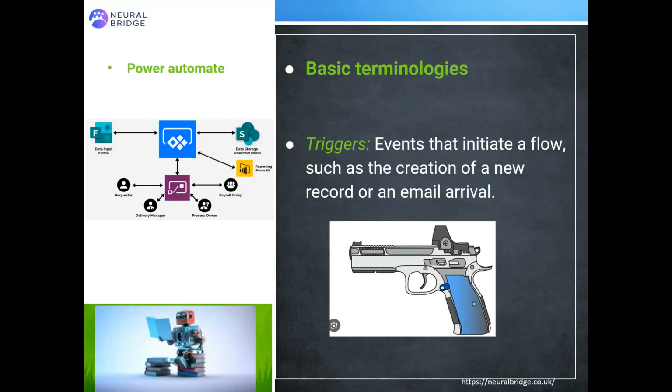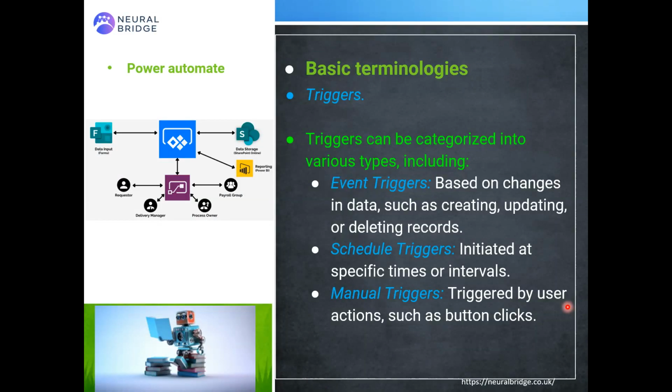Okay, let's move on. So triggers, events that initiate a flow, such as the creation of a new record or an email arrival. So this is the trigger. And we have three types of triggers. First one is event triggers based on changes in data, such as creating, updating, or deleting records. Scheduled triggers initiated at specific times or intervals, and manual triggers, which is triggered by user actions such as button clicks.